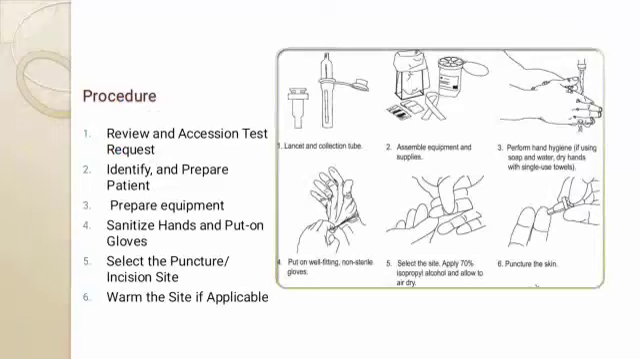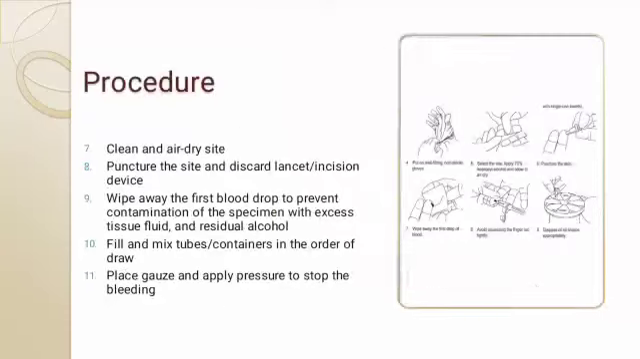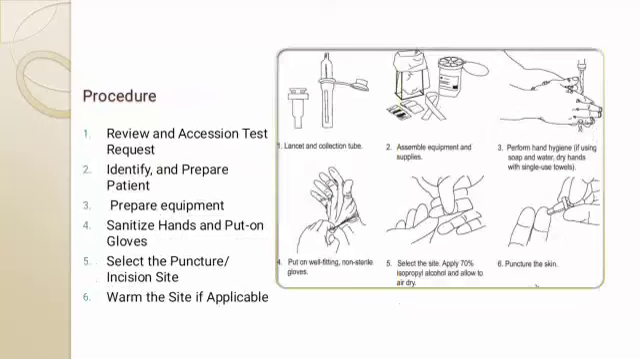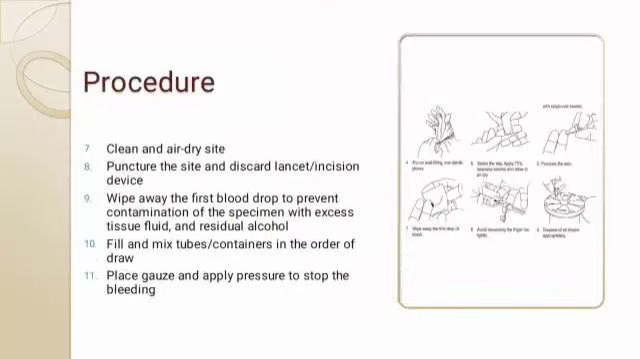Procedure: review and assess the test request. Identify and prepare the patient. Prepare equipment, sanitize hands and put on gloves. Select the puncture incision site. Warm the site if applicable. Clean and air dry the site. Puncture the site and discard the lancet device.